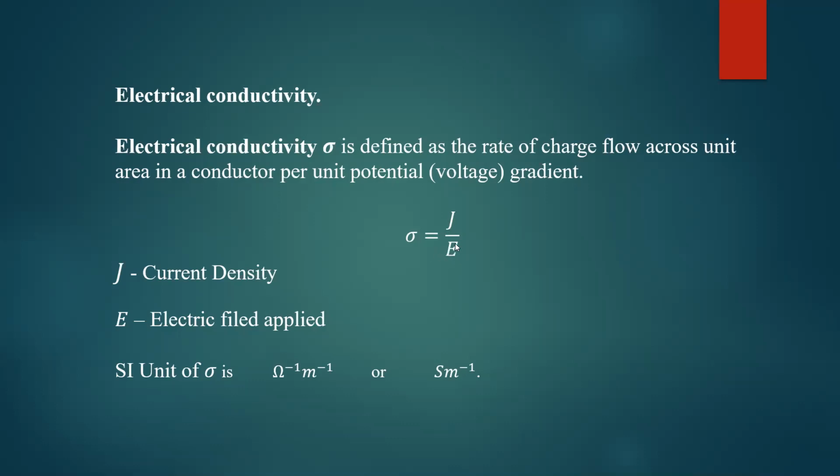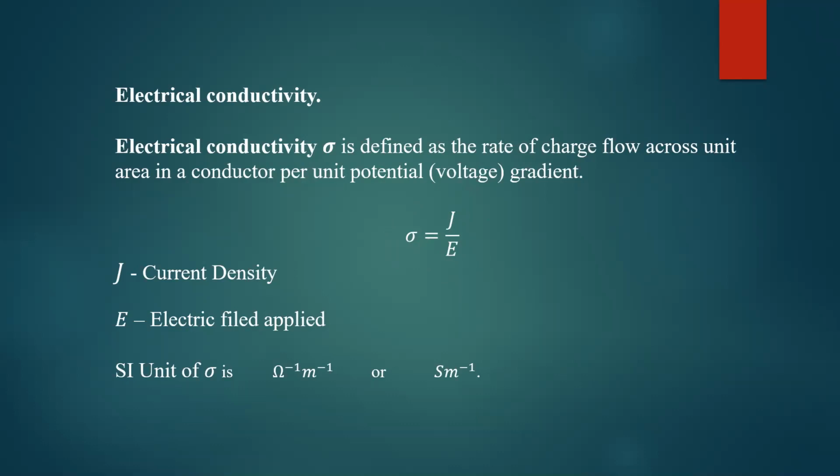unit potential gradient. What do you mean by potential gradient? Potential gradient is nothing but electric field. I think you have studied. Electric field is always equal to the negative gradient of the potential. So electric field is nothing but potential gradient. That's why electrical conductivity is defined as ratio of current density per unit potential gradient. Simply, sigma is represented as sigma equal to J divided by E, current density divided by electric field. Okay, so this is the basic definition for electrical conductivity, and this particular equation is called as Ohm's law, or this is equivalent to Ohm's law, V equal to IR.